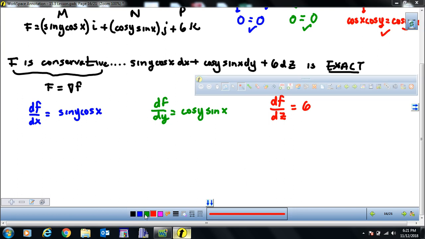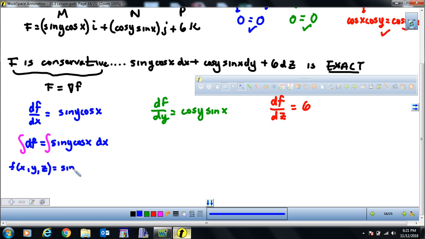Okay. So now we're going to do the integration. The derivative of some potential function equals sine of y cosine of x dx. So we're going to integrate it with respect to x right here. So the integral of sine of y cosine of x with respect to x, the integration of cosine of x will be sine of x. So then we're going to get a potential function in terms of x, y, z equals sine of y times sine of x, plus, since we're integrating in terms of x, we're going to have possibly some function g in terms of y and z.